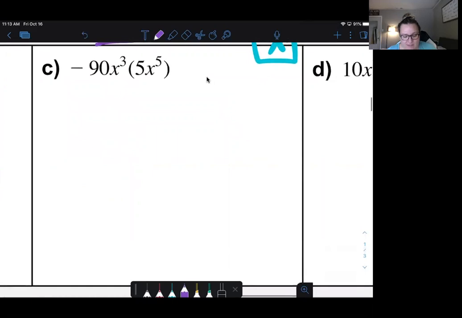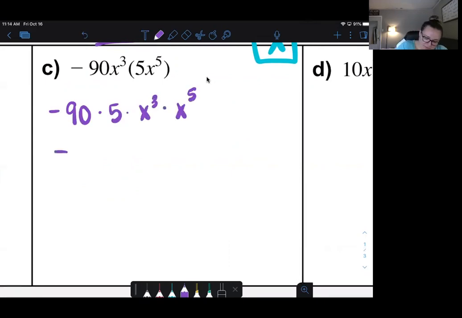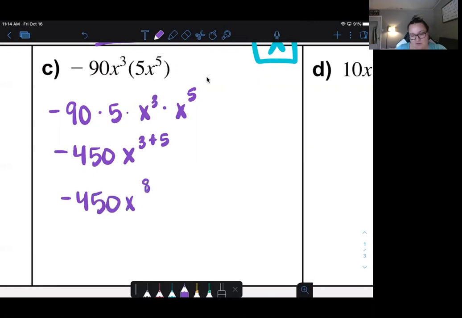All right, part C, negative 90x cubed times 5x to the 5th. So again, we're doing negative 90 times 5 times x cubed times x to the 5th. So negative 90 times 5 would be negative 450. And then when you multiply, you add exponents, so it would be 3 plus 5, or negative 450 x to the 8th.